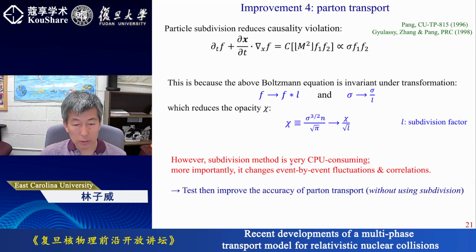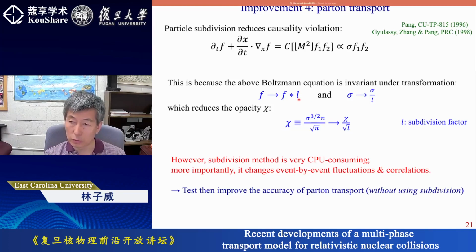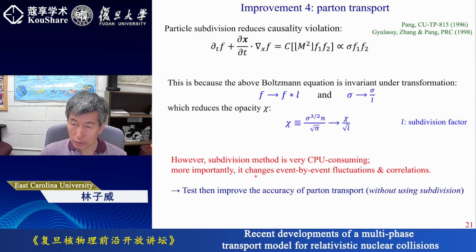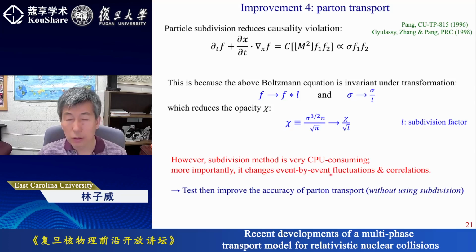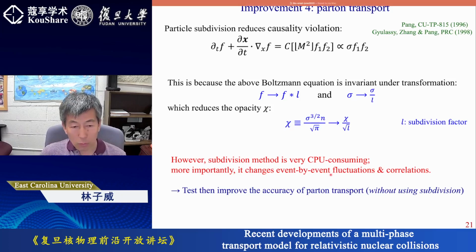It's well known that the subdivision method is very CPU consuming. It's very slow because you increase the parton number by a factor of L, and L is typically on the order of 100 or more. And then you will have many more binary collisions. Therefore, the simulation is very slow. But more importantly, based on the recent realization that small systems are important, and that event-by-event fluctuations and correlations are important, the subdivision method artificially changes the parton number. It's basically splitting one parton into many partons.